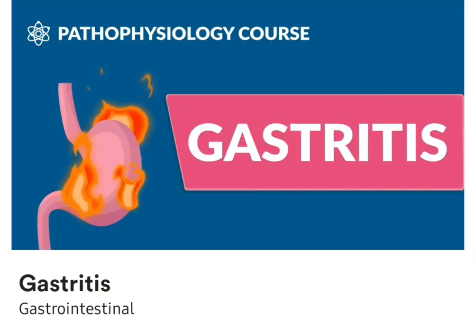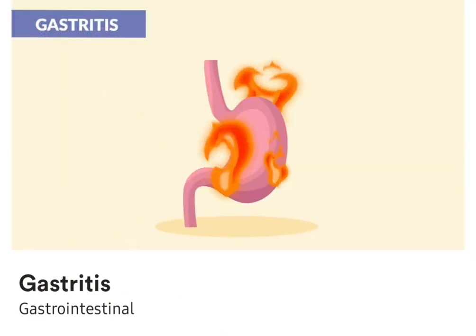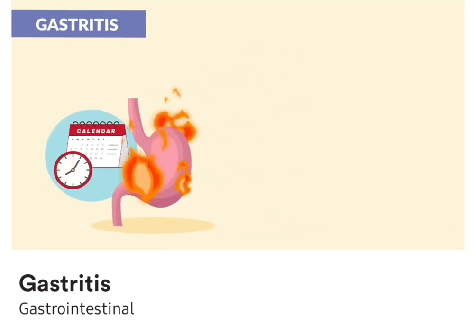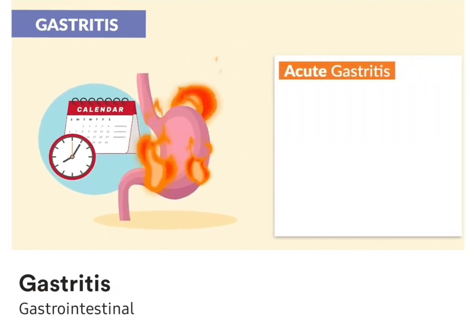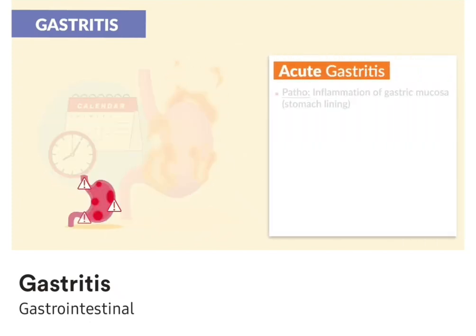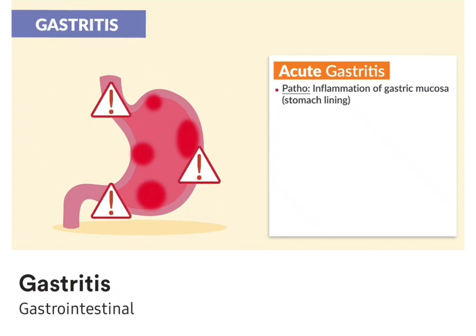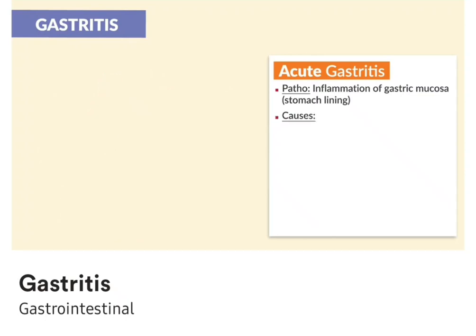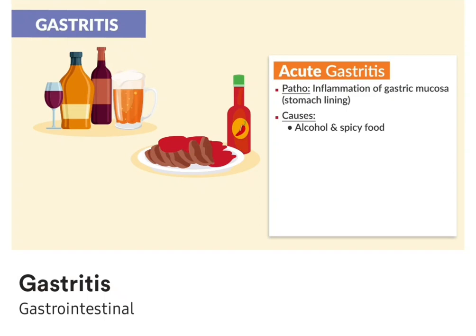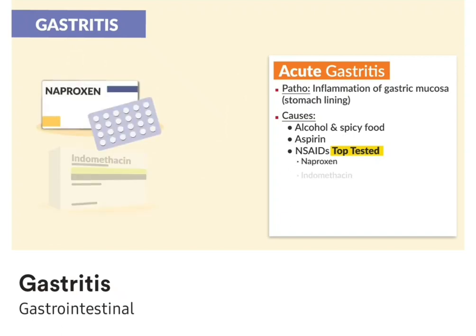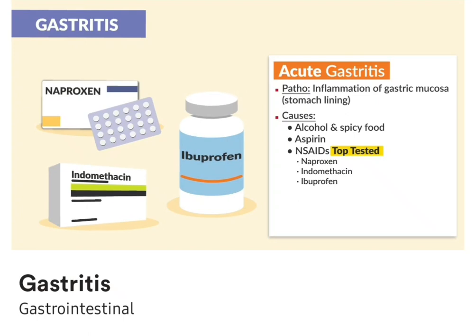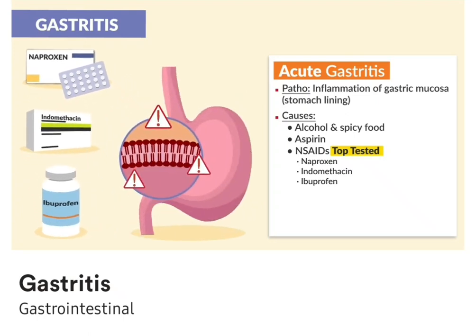Now for gastritis. Gastritis is the inflammation of the lining of the stomach, occurring either acute, which is short term, or chronic, that long term. So for acute gastritis, the patho is simple here. Inflammation of the gastric mucosa, that stomach lining. So typical causes are alcohol and spicy food, and even aspirins, but NSAID is the top tested. So please write this down. Naproxen, indomethacin, and ibuprofen. NSAIDs destroy the protective layer of prostaglandins that protect the lining of the stomach.